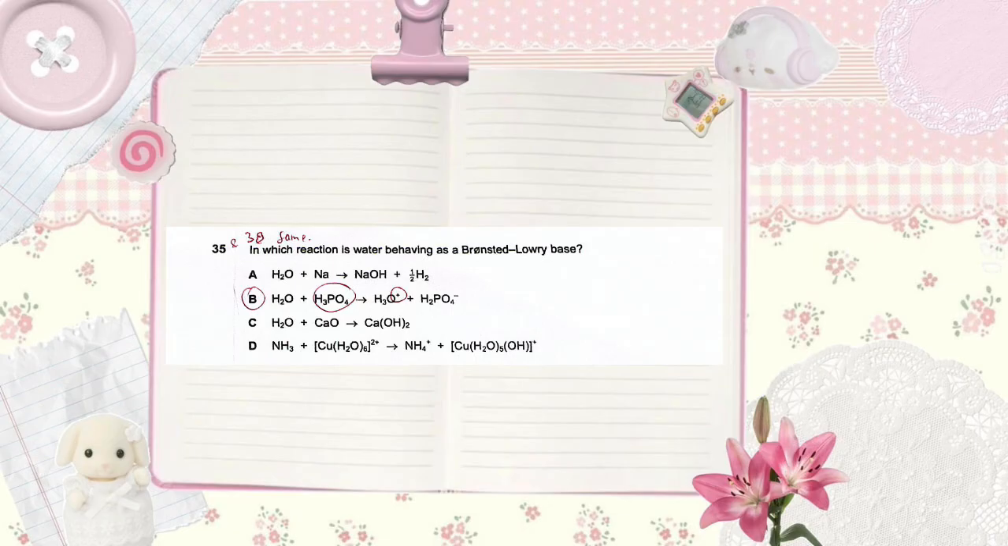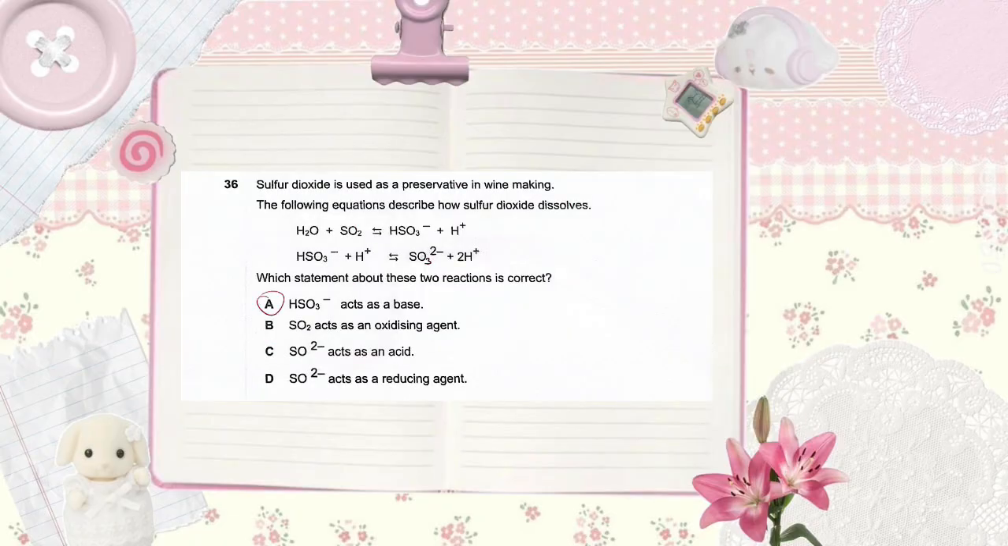For this question, water behaving as a Brønsted base is B, because in this question H2O has to accept the ion H plus from H3PO4 to become H3O plus. For this question, the answer is A, because from the second equation, it shows that SO3 2 minus accepts a proton H plus from HSO3 minus. So the correct choice is A.